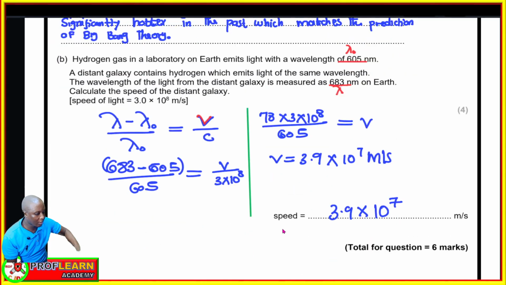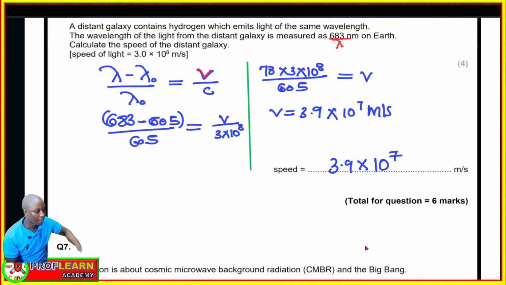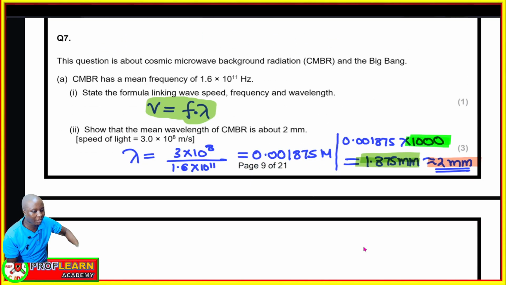So if you try to substitute and you work it out, you're going to get your answer being around 3.9 times 10 to the power 7 meters per second. Question number 7 was asking candidates whether they understand the relationship between speed, frequency, and the wavelength. And that is exactly what these candidates wrote.